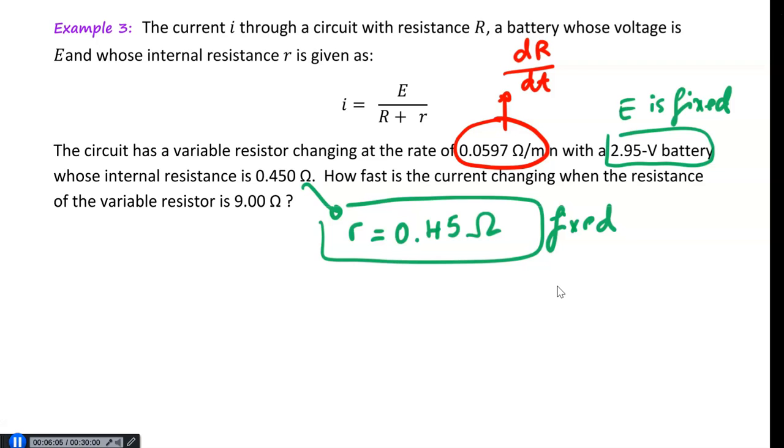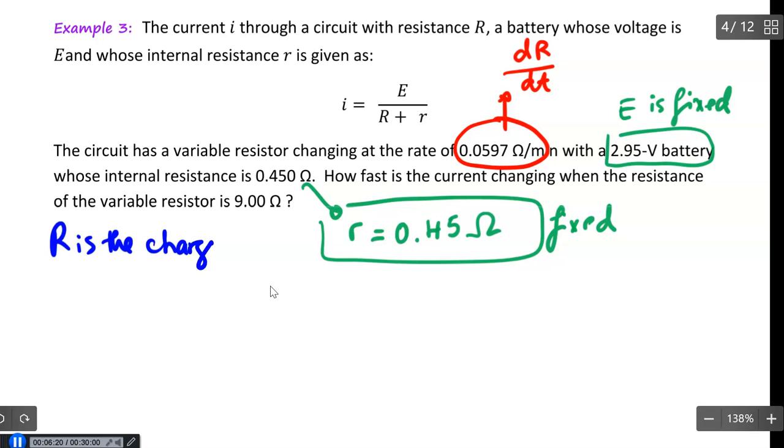So what is the changing variable in this case? The changing one is this variable resistor R. So R is the changing value. The change in your circuit depends very much on what resistor you connected to it, right? Because you chose the voltage to be 2.95, the internal resistance goes with this voltage, so these two values are fixed. But this value here is a changing variable.